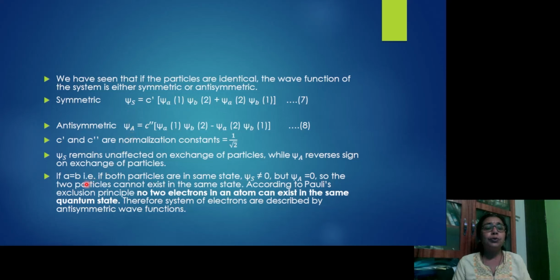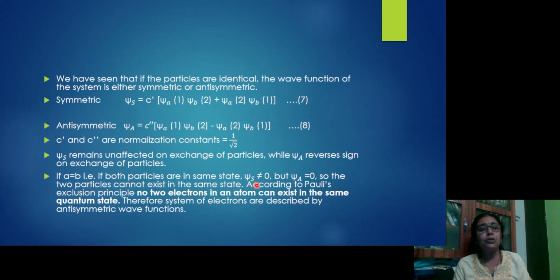Now suppose we put A equal to B, that is both the particles are in the same state. Instead of B, if I write A here, then psi s is not equal to 0. But if I write A in place of B in psi a, then psi a will be equal to 0. So the two particles cannot exist in the same state. According to this description, the two particles cannot exist in the same state.